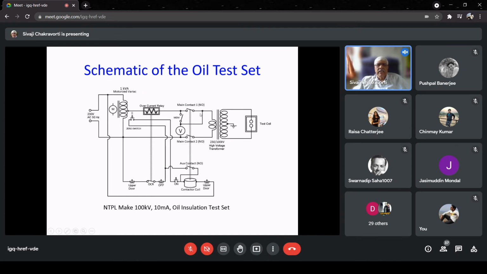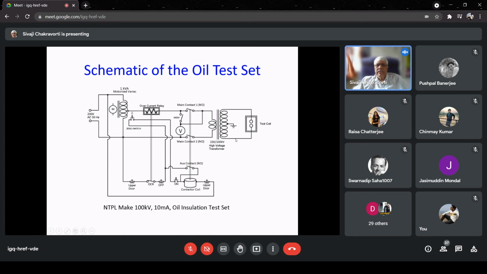Then after that, we have the main contact, but it is not electrically operated. It is operated by a contactor coil shown at the bottom. So when the contactor coil gets the supply, the main contact closes. When the contactor coil gets disconnected, the main contact opens. We are measuring the voltage at the input side, and then from the turns ratio of this transformer, we can get the high voltage.